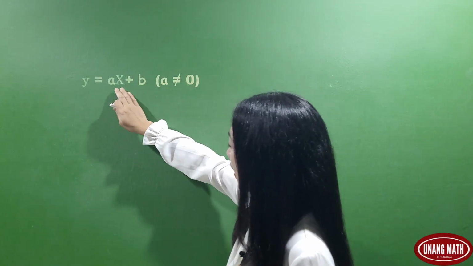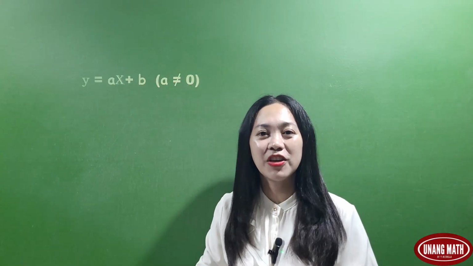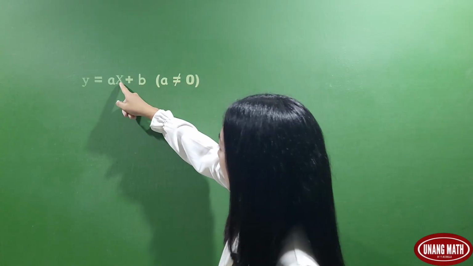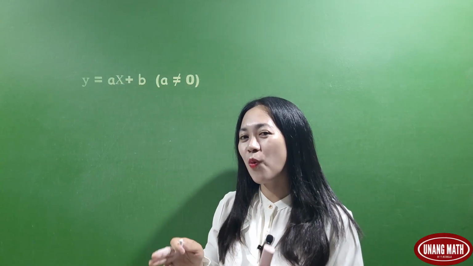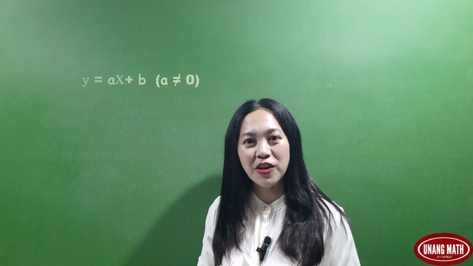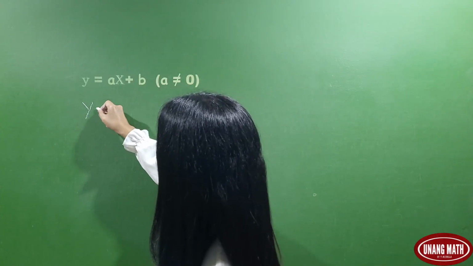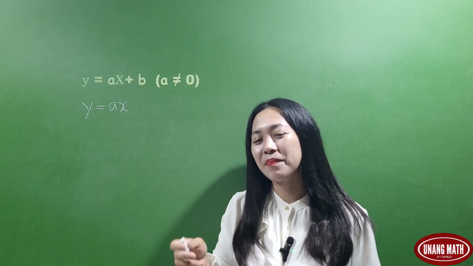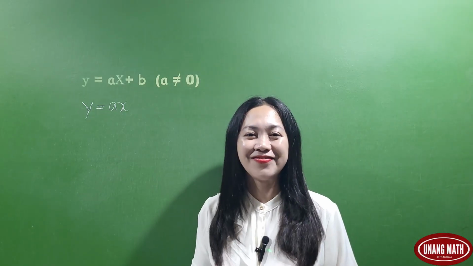Okay, y is equal to ax plus b, where a is not equal to 0, is a function, specifically a linear function, because the highest exponent of the variable x is 1. In episode 129, we already studied direct proportion equation. And we said that direct proportion equation is in the form y is equal to ax. Direct proportion equation is also a function.